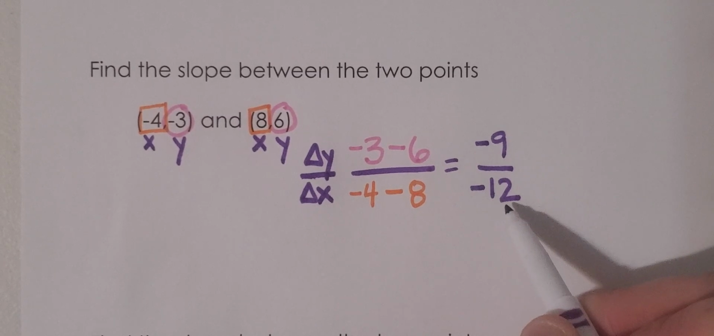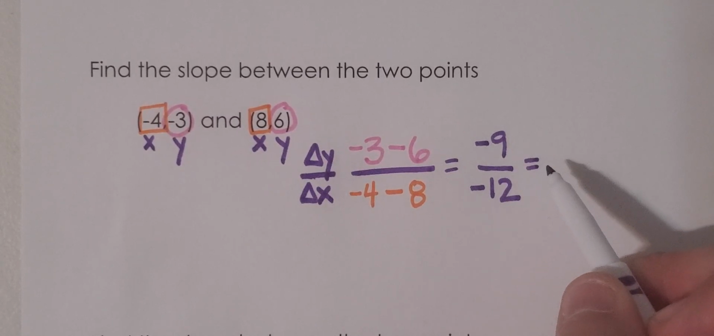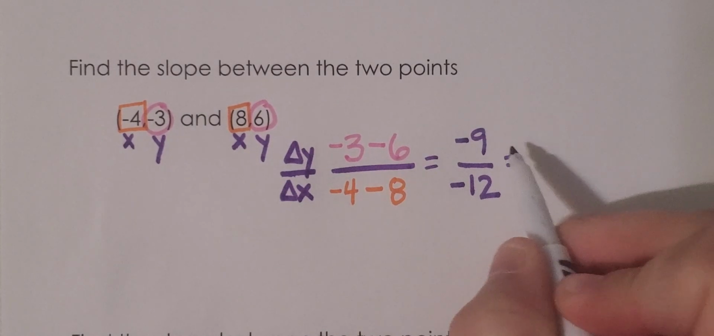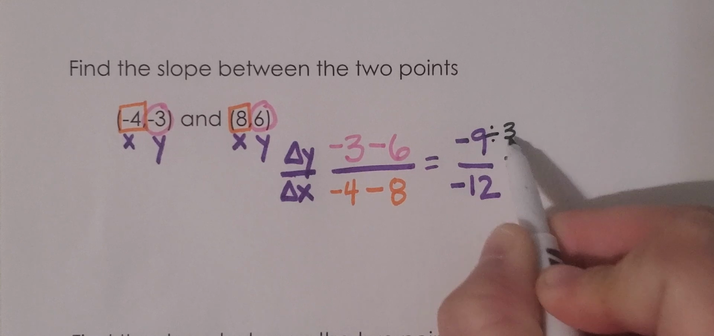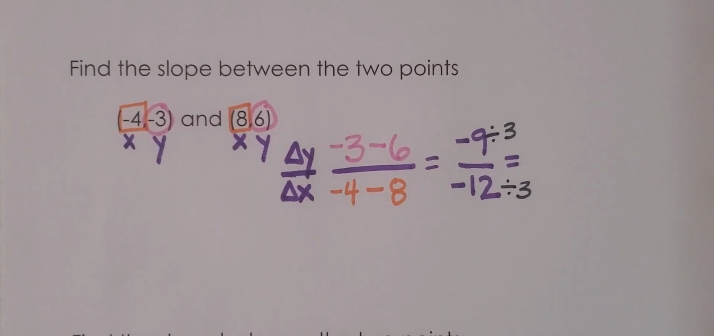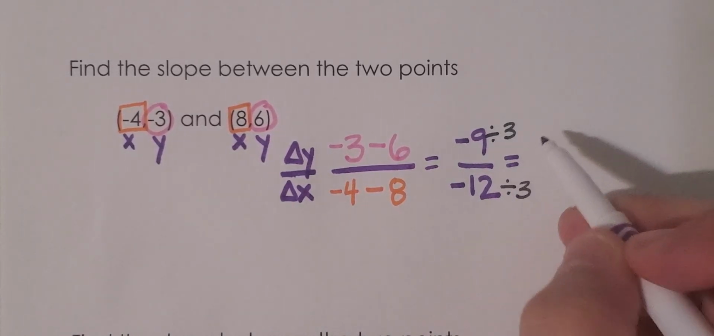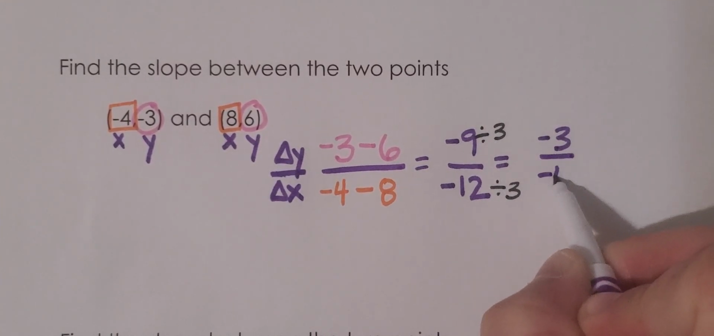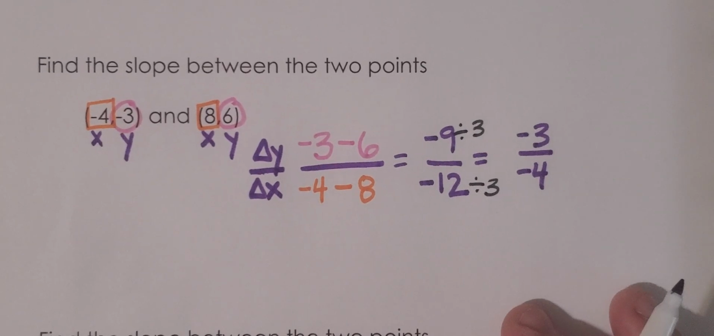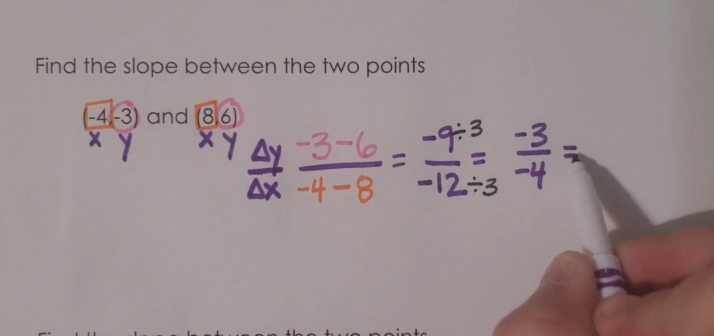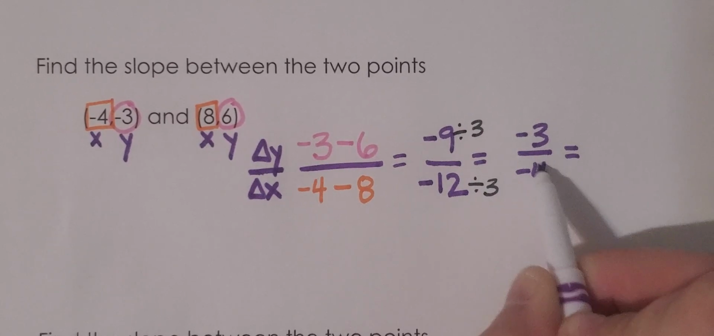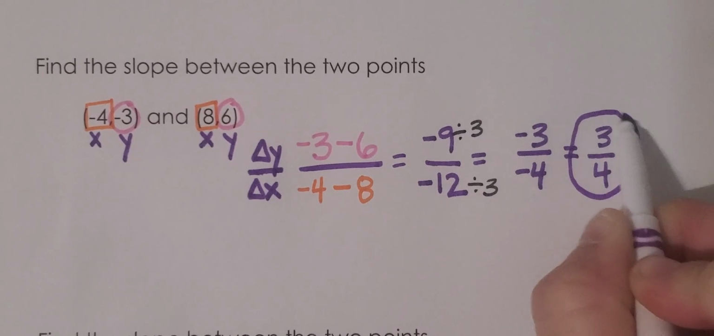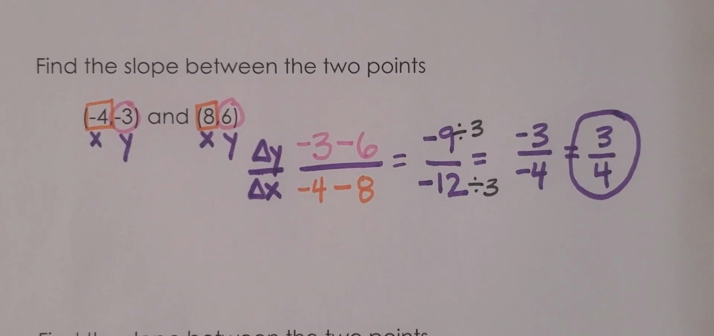And I would count that right, but I need you to practice simplifying this down. So both of these numbers can be divided by 3. Since both of those numbers can be divided by 3, my answer will be -3 over -4. And to take it the next step further, a negative number divided by a negative number is actually going to equal a positive answer. So my slope is going to be 3/4.